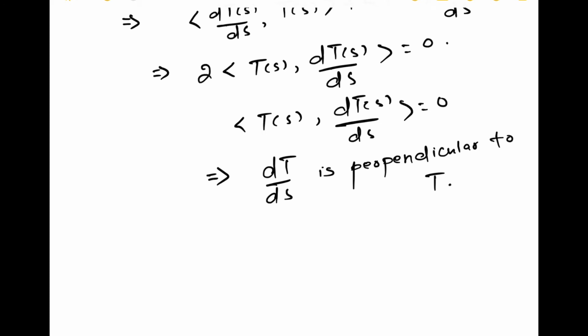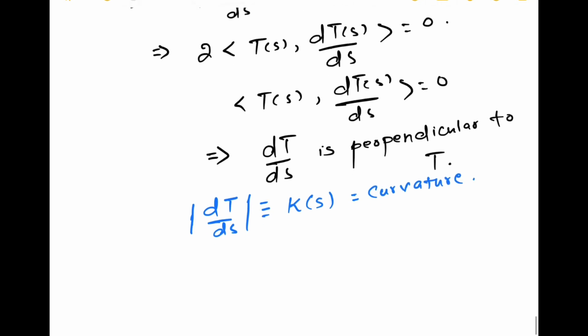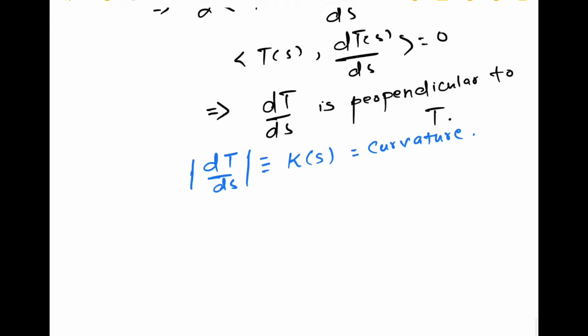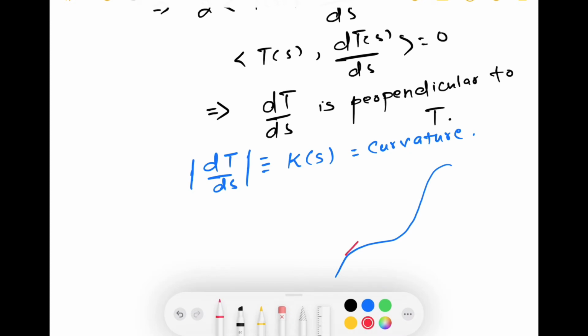Now the magnitude of dt by ds, I define it as kappa, and I call this curvature. It shows the amount of curvature in the curve, and this is also apparent from the geometry. If we have some curve and we take tangent vector on this, the rate of change at this location is in this direction, while here it is in this direction, and here in this direction. So it shows the curvature.